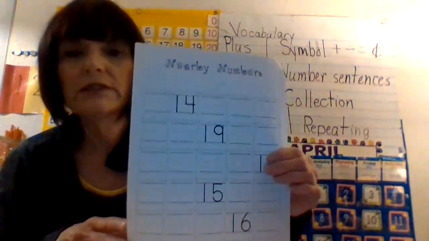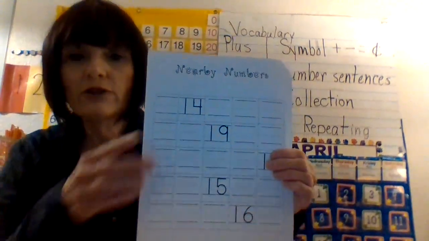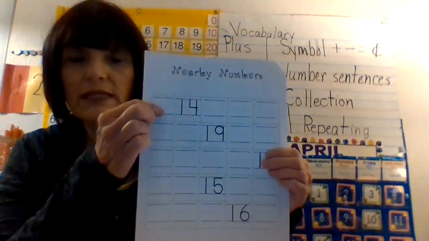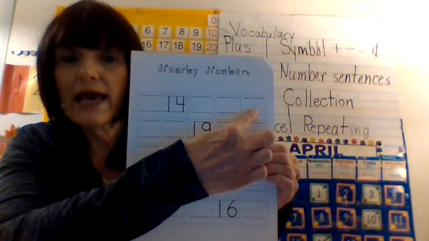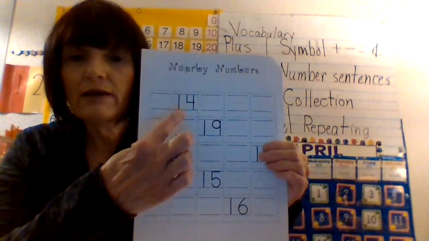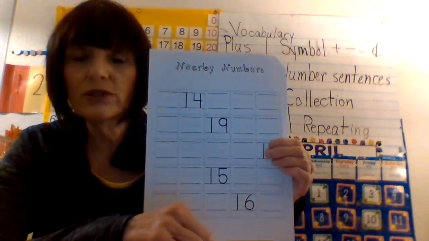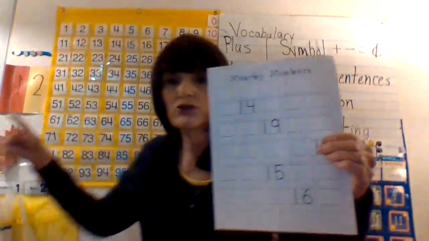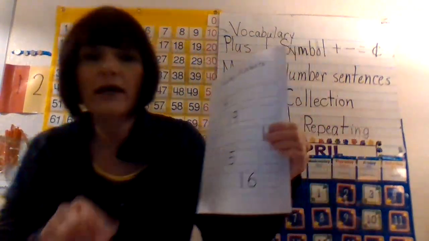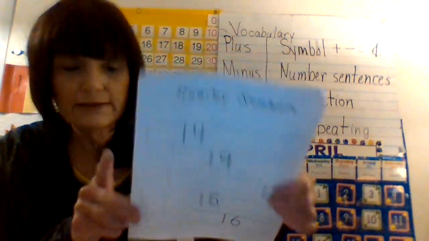This page is called Nearby Numbers. You have to know what comes before 14 and 3 numbers after 14. You could do that with an equation, 14 plus 3. You could use your number grid or your number line as a resource for that.